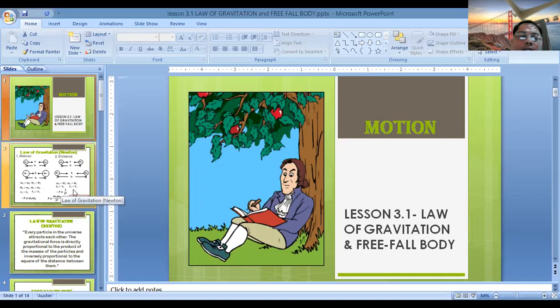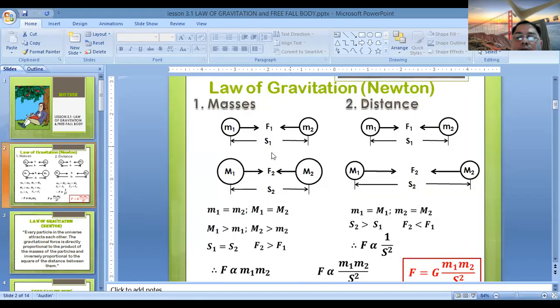We see that in this equation formulated by Newton called the law of gravitation. There are two factors that we mentioned here, and we came up with an equation: F equals G, a universal constant, times M1 M2 divided by S squared. The value of G is 6.67 times 10 to the negative 11 Newton meter square per kilogram square. That value allows us to calculate the force of gravity.